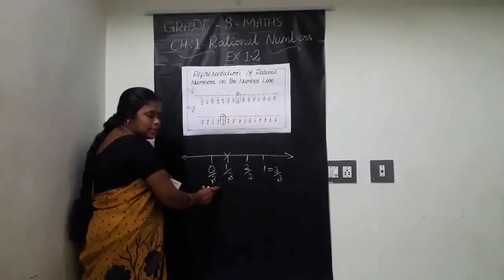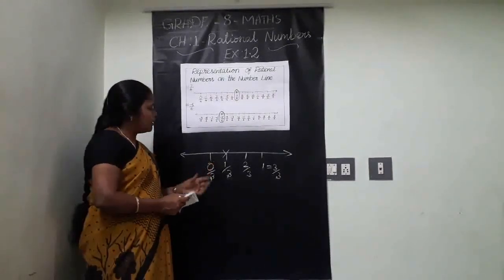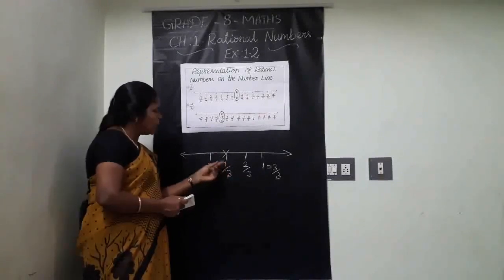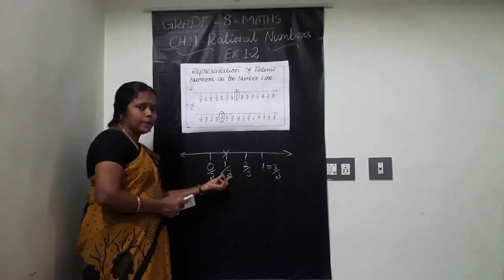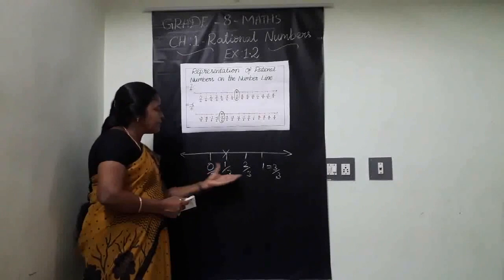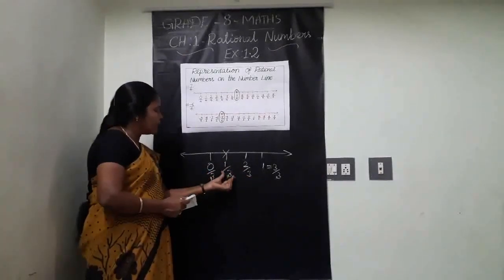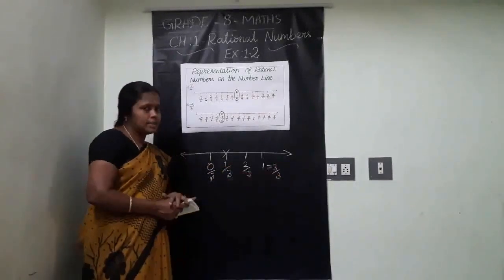Fraction means, what is that? Fraction means part of a whole object. It is represented as two numbers, one up and one down. The upper number is called the numerator. The lower number is called the denominator. So that you have studied in the last year itself. This is the fractional number line. Clear? 0 by 3, 1 by 3, 2 by 3, 3 by 3 are fractional numbers.